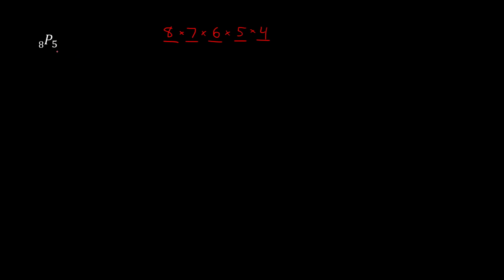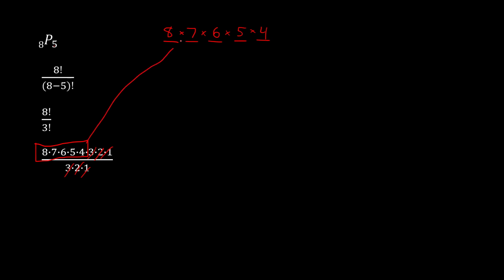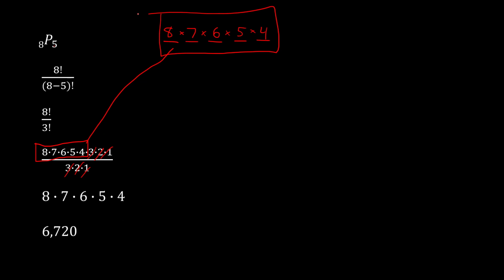But the other way we can think through this would be with factorial, where I take the 8, make it a factorial, and then subtract 8 minus 5 and make that a factorial. So 8 minus 5 is 3, so we have 8 factorial over 3 factorial. Well, 8 factorial is 8, 7, 6, 5, 4, 3, 2, 1, all multiplied together. 3 factorial is 3 times 2 times 1. And then we can cancel the 3, the 2, and the 1 to leave me with 8 times 7 times 6 times 5 times 4, which notice is the same thing that we had up here. So when you multiply those, you'd get your answer being 6,720.